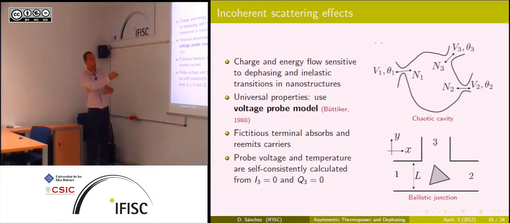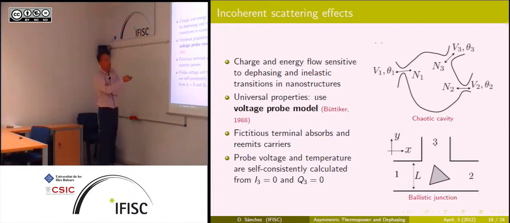As I said, this is totally fictitious. Okay, so the only difficulty here in this method is that it introduces some inconsistency in the equations, because now you have to adjust this voltage V3 and theta 3 such that the current through this terminal, this fictitious terminal, is zero.